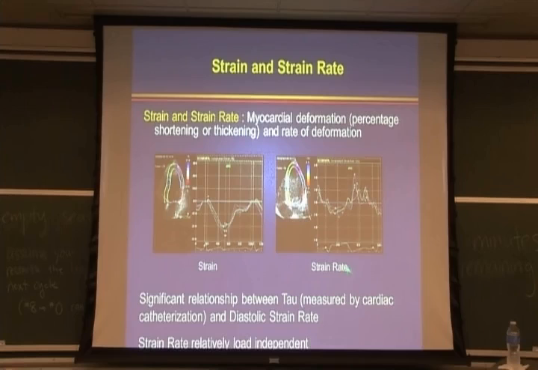You can measure strain rate, which is a time derivative of strain, and you can measure how quickly and how slowly the deformation is taking place. This is the systolic strain rate over here, in different segments. This is the early diastolic strain rate. This is the late diastolic strain rate. Again, depicted in different segments from the different segments of the heart.